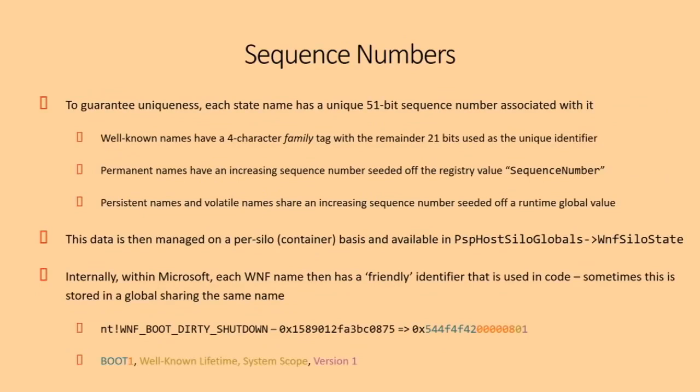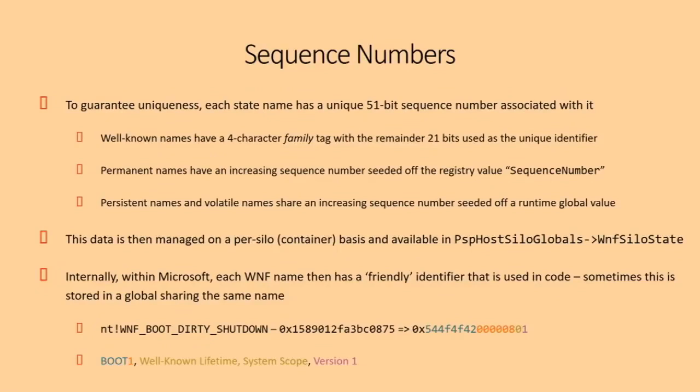And then the last piece is the sequence number. Since these names are just bits, some of the bits are the scope, some of the bits are the lifetime, and one bit says if this is persistent data or not. How do you then actually make the name unique? So there's a 51-bit sequence number.